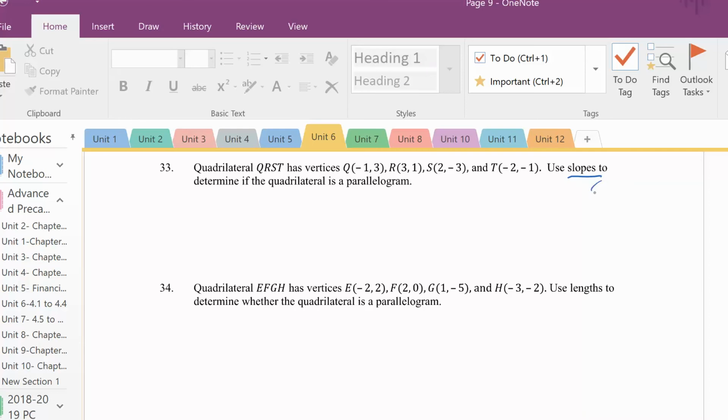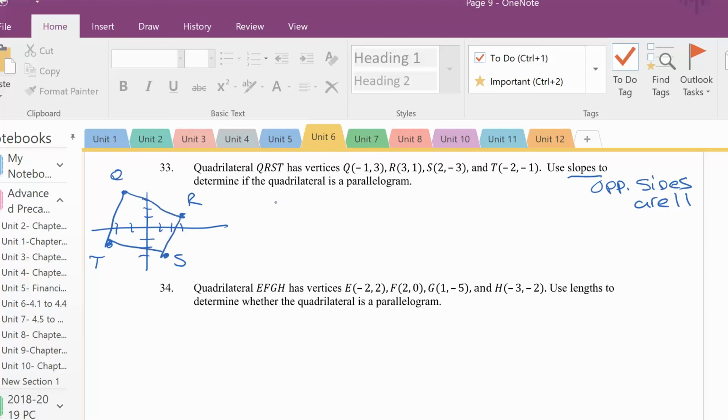So basically you're going to prove that the opposite sides are parallel, meaning they have the same slope. So first it might be a good idea just to draw it out on a graph. So -1, 3 is right here. 3, 1 is right there. 2, -3 is down there, and -2, -1 is here. So there's QRST.